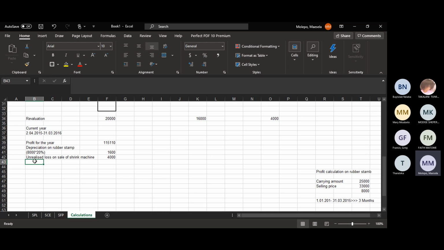So our realized loss will be in the form of depreciation in this situation because the parent doesn't sell the machine to third parties. Instead, the parent uses the machine. So now it will be the depreciation on the shrink wrap, because now we are dealing with the shrink wrap. It's no longer the rubber stamp.